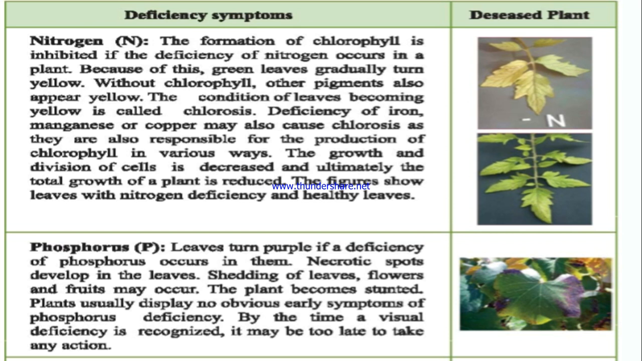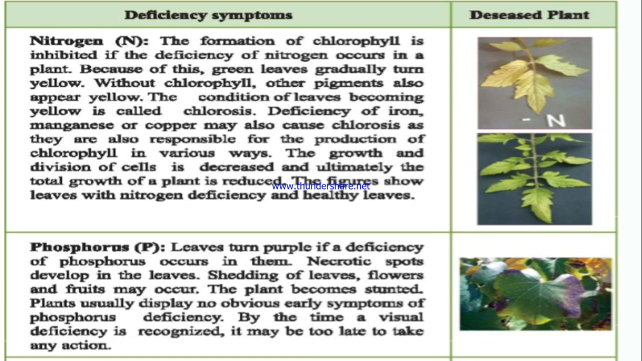There's a high chance of a definition coming in your question, like what is chlorosis. In case of this, you can answer like this: the green leaves gradually turn yellow because of the deficiency of nitrogen and other important nutrients. So that condition of leaves becoming yellow is called chlorosis.